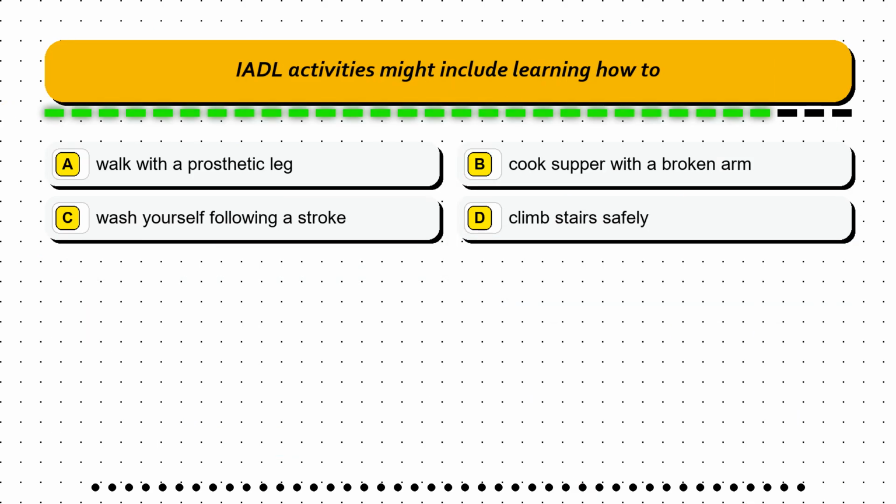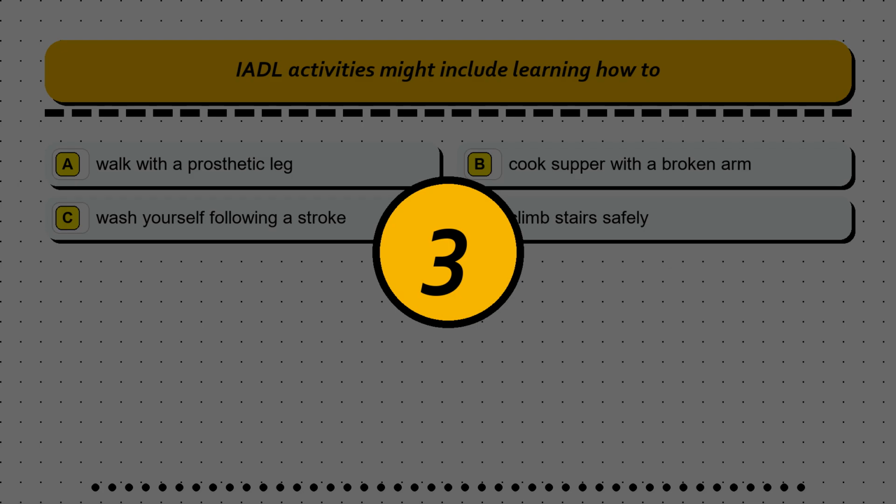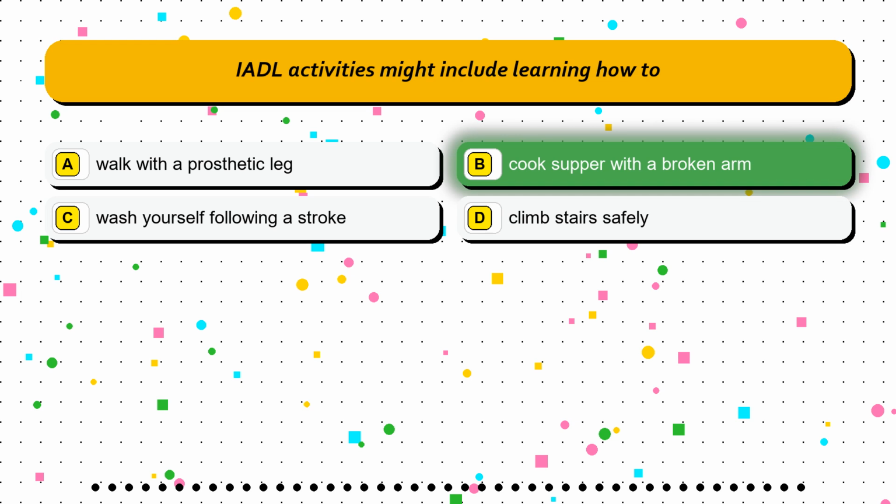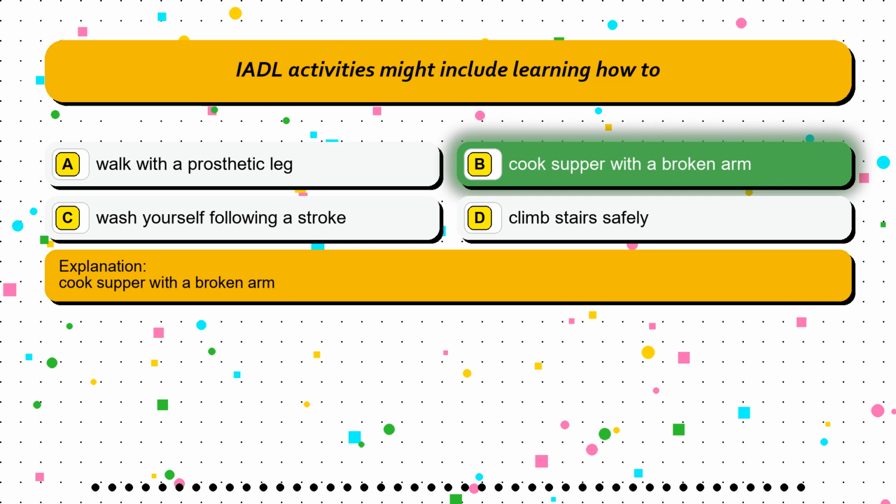Question 22. IADL activities might include learning how to: Option A, walk with a prosthetic leg. Option B, cook supper with a broken arm. Option C, wash yourself following a stroke. Option D, climb stairs safely. The correct answer is option B, cook supper with a broken arm.